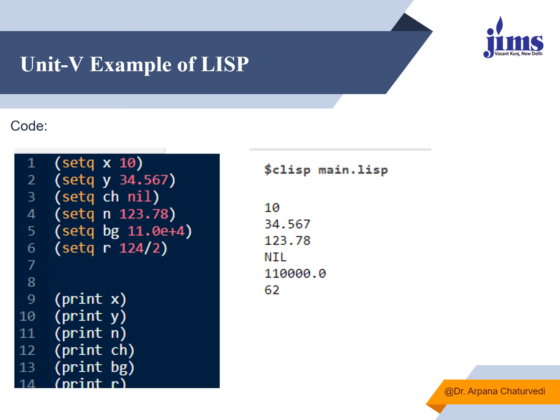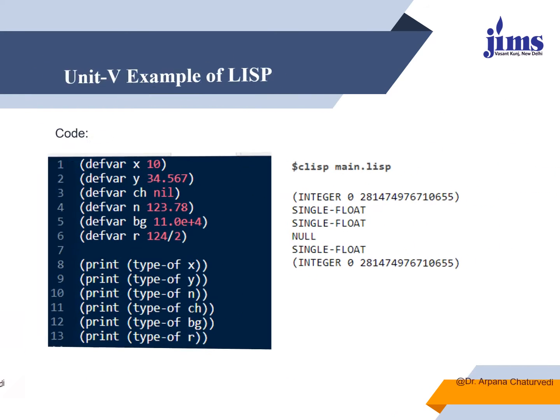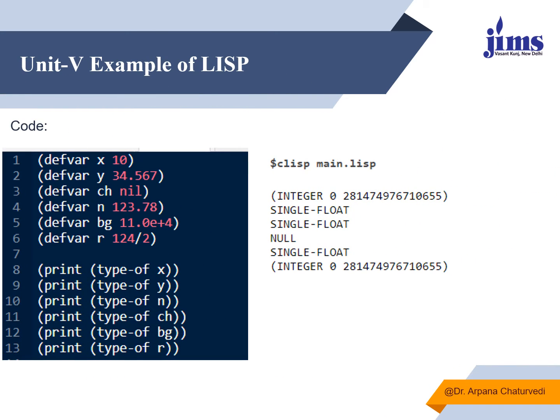And to know this is another example wherein you can see that now, in spite of using setq, I have used defpair. Defpair is also used to define a variable. Here I have again initialized different values to different variables, and now I am just checking which data type these variables are having.